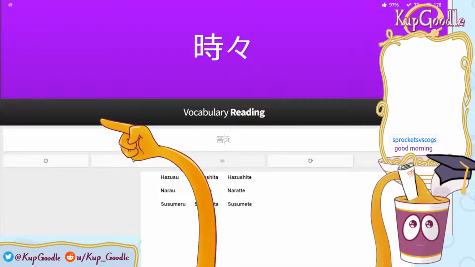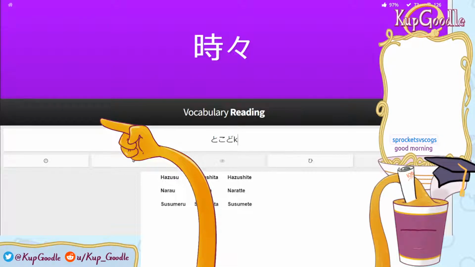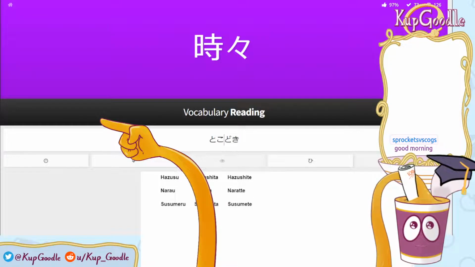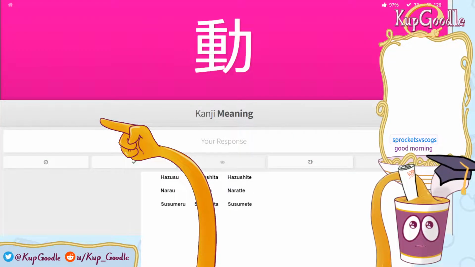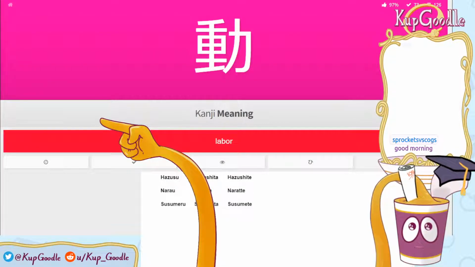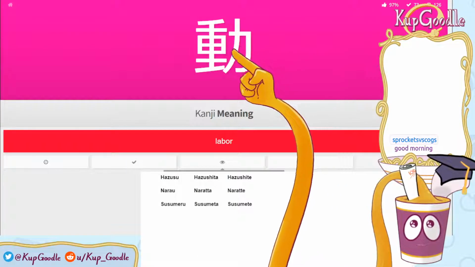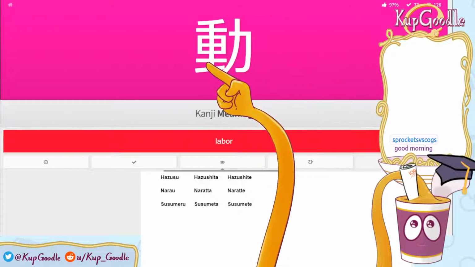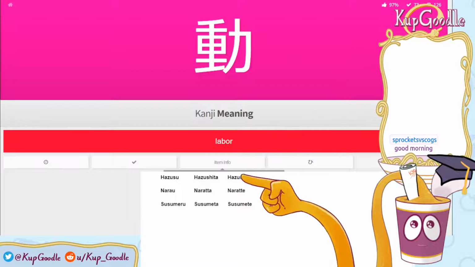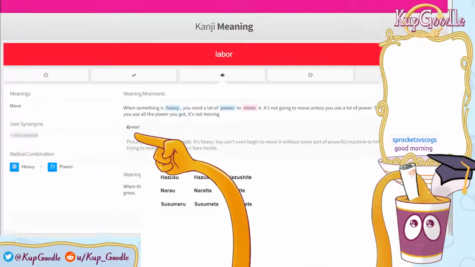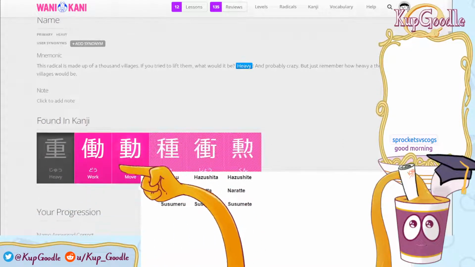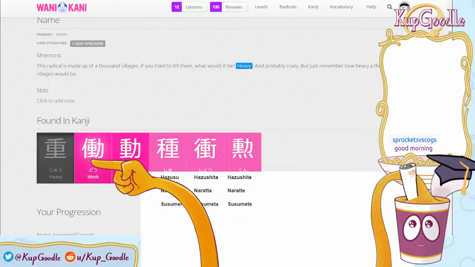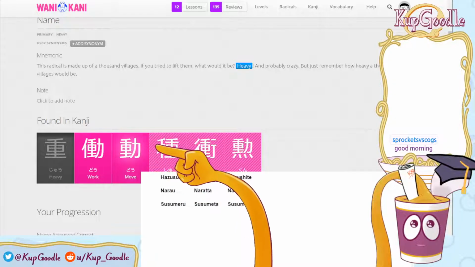Tokidoki. Meaning labor, work. Huh? Alright, if this is not labor or work, what is this? Move. That's right, it looks so similar. Work has the leader in there. This is move.